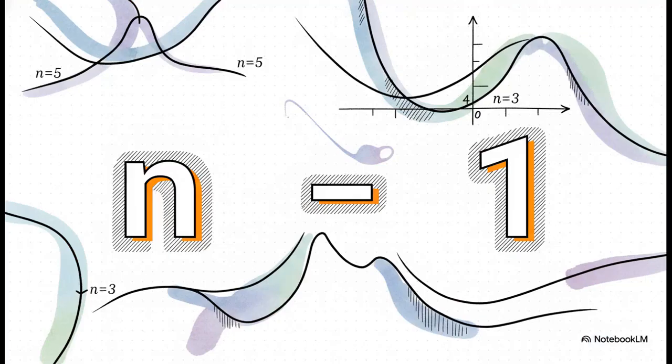Because of that smooth, flowing nature, there's actually a strict mathematical speed limit on how curvy the graph can get. The absolute maximum number of turning points a graph can have is simply its degree, represented by the letter n, minus 1. Simple as that. So if you're evaluating a degree 5 polynomial, you know immediately it can turn a maximum of 4 times. A degree 3 polynomial turns at most 2 times. It might turn fewer times for sure, but it can literally never exceed n minus 1. This gives us a brilliant sanity check when we're sketching this all out.